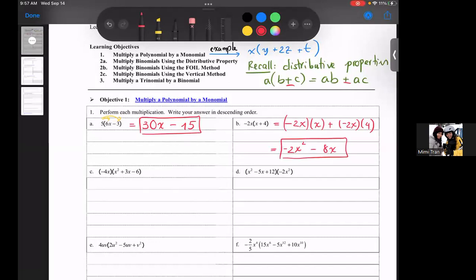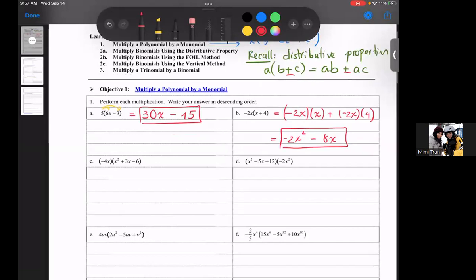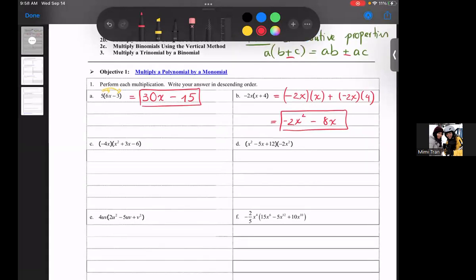On the exam, you don't have to show me the step. Good enough, you can just go ahead and show me the answer. C. Anyone have an answer for C?